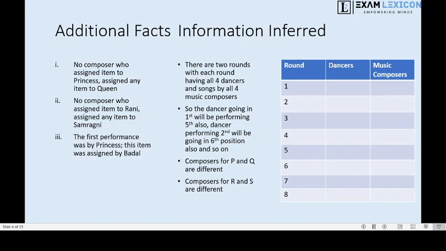The first performance was by Princess. This item was assigned by Badal. So we can fill in the first row with P and B in the dancers and music composers column. And as we know, we can look at the second point in the information inferred. If the dancer is going in the first slot, then also she will be going into the 5th slot as well. So we can fill in P there as well.